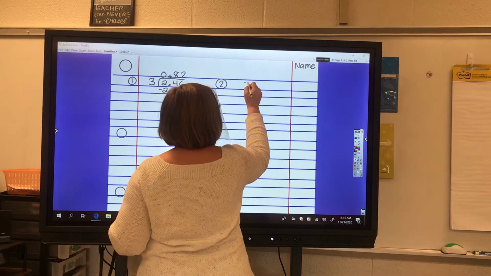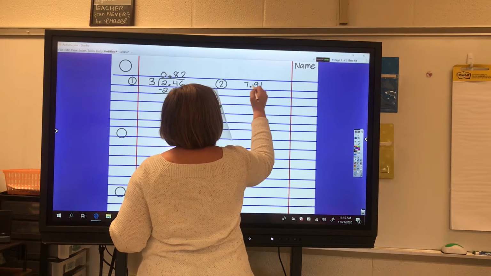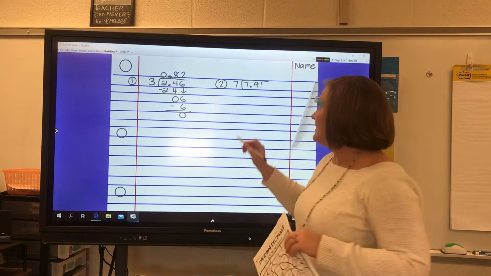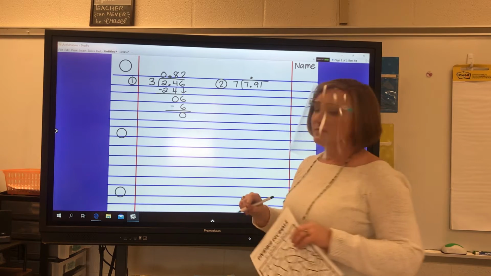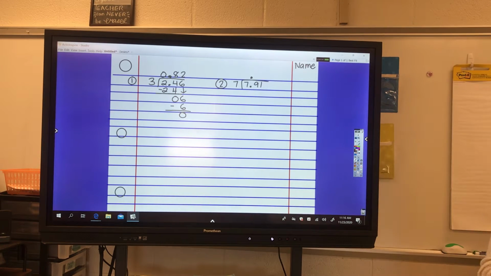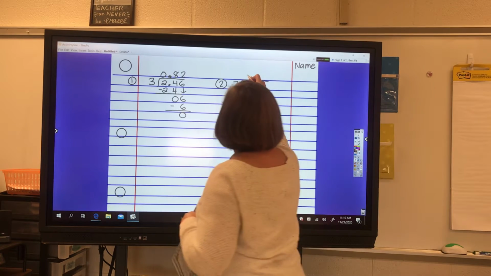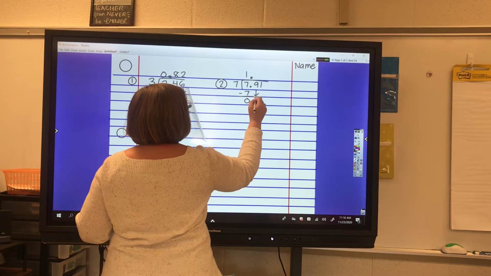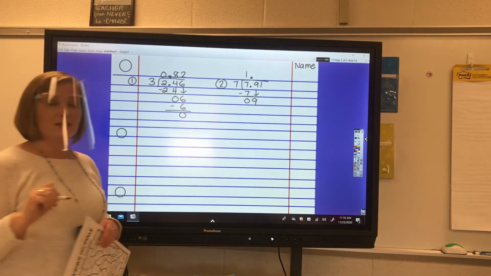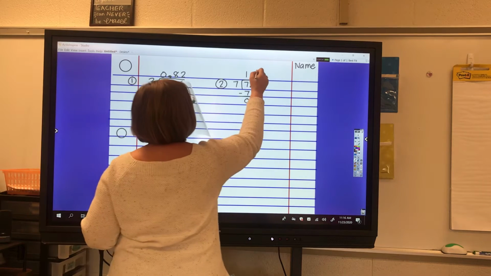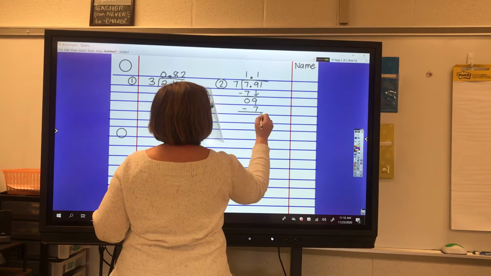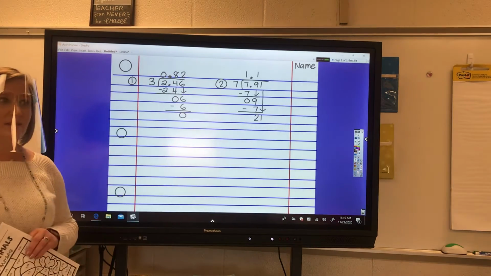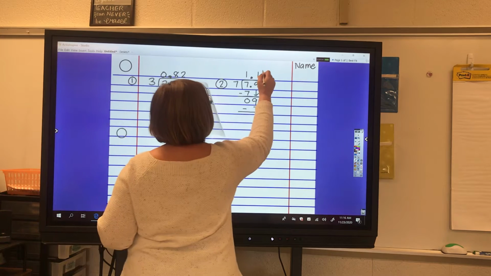Now, I want you to go right here and write a number 2. Let's set this one up. I've got 7 and 9100ths divided by 7. I need to bring my decimals straight up. 7 divided by 7 is 1. 1 times 7 is 7. 9 divided by 7 is 1. 1 times 7 is 7. 21 divided by 7 is 3.